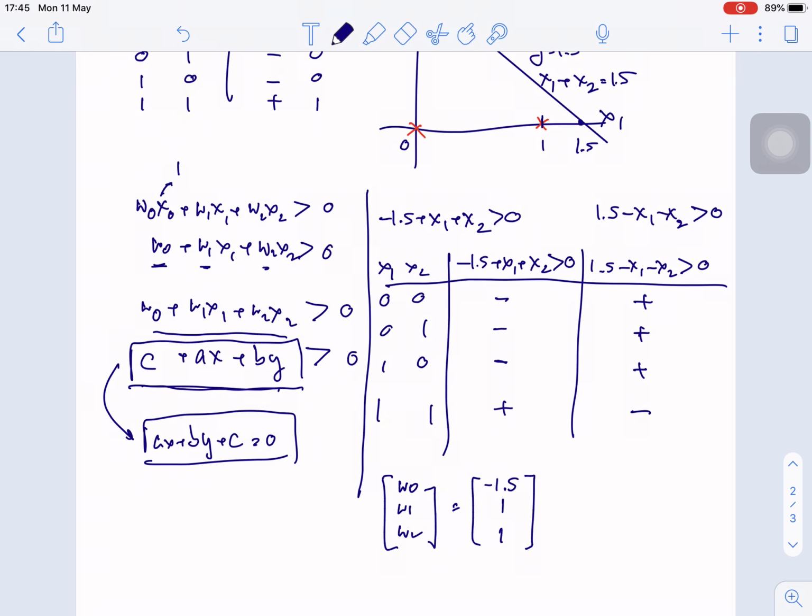So guys, let's pause the video and try to find the weights of the perceptron that can work for the OR operation.